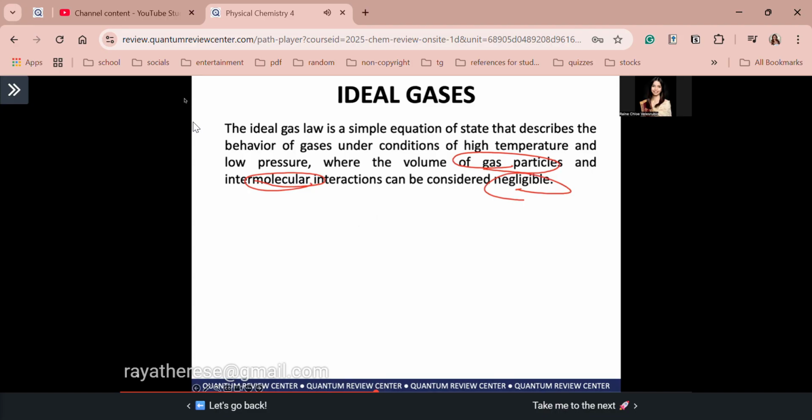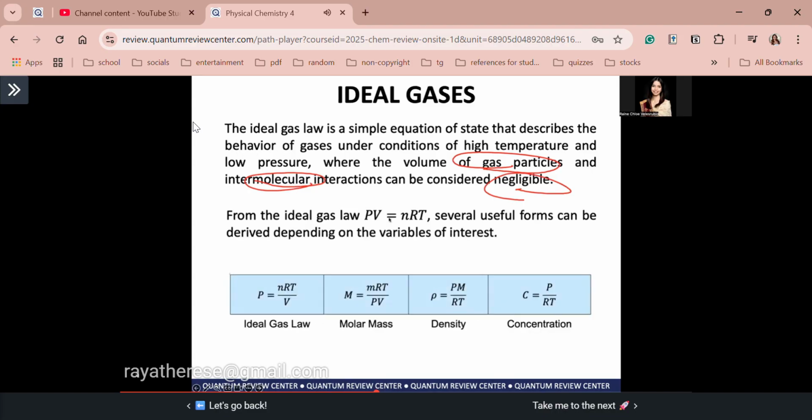Okay? So the ideal gas law, PV is equal to nRT. Okay? We can express it in several forms. So these are the derived equations for the ideal gas law. Again, these are applicable to your ideal gases. So this is your original ideal gas law, and we can express it through molar mass, density, and concentration. First, molar mass is equal to mRT over PV. Density is equal to PM over RT. So P is your pressure, capital M is the molar mass. And capital C is equal to P over RT. Okay? So guys, please feel free to use these equations depending kung anong hinihingi sa problem.